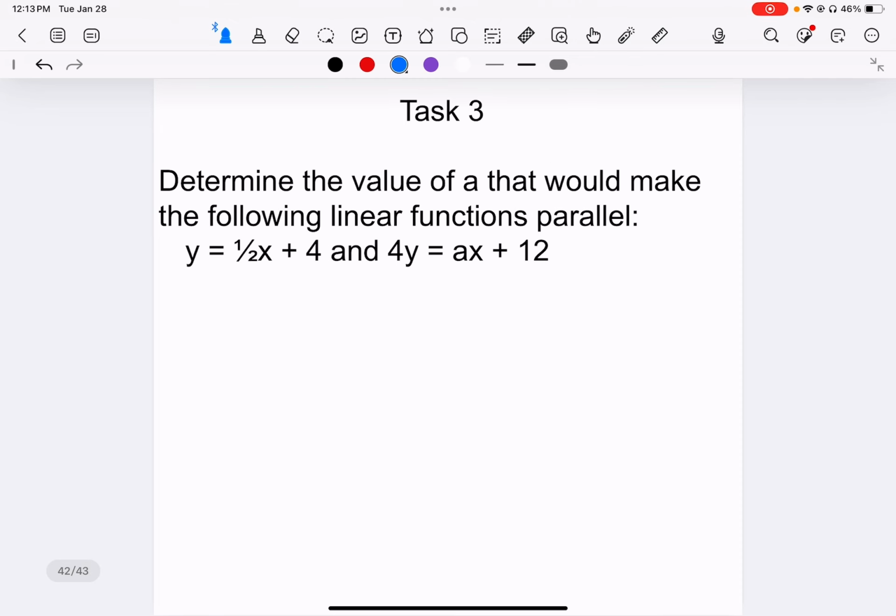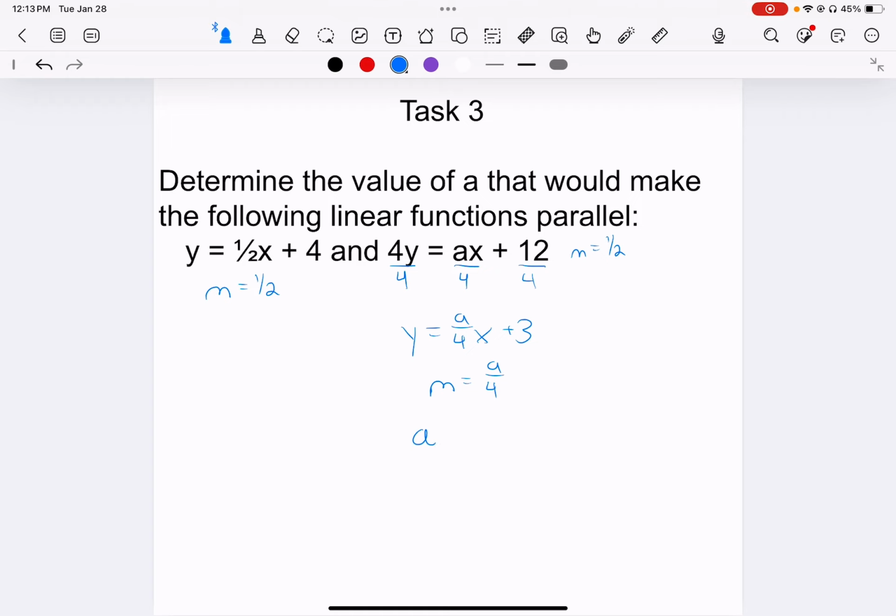Determine the value of a that would make the following linear functions parallel. So if the lines have to be parallel, their slopes have to be the same. This first line is in slope-intercept form, so I know my slope is 1/2. So that means the slope of this other line is also going to have to be equal to 1/2. In order to get it to be y equals form, we divide everything by 4. So I have y equals a over 4x plus 3. So the slope of this second line is a over 4.